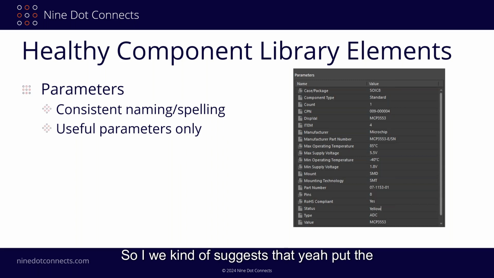So we suggest putting in the parameters you absolutely need, but don't over-parameterize. The other thing is spelling. For those of you that are Altium Designer users, these parameters all have a name and a value, so the name has to be consistent. For instance, manufacturer part number. You can't have somebody do manufacturer part number and somebody else do manufacturer's part number. That's two different parameters. Another person might say, I'm not spelling all that, I'm just going to do MPN. That becomes a completely different parameter.